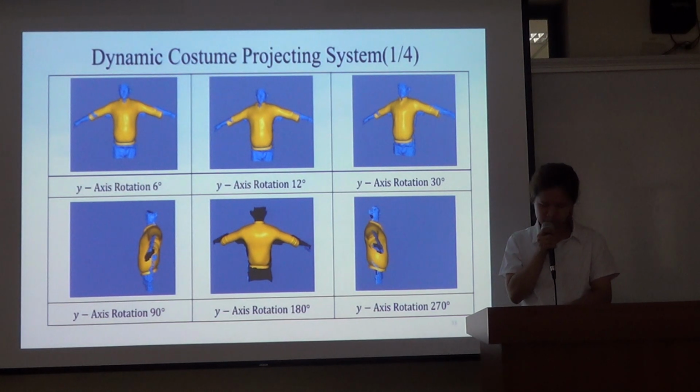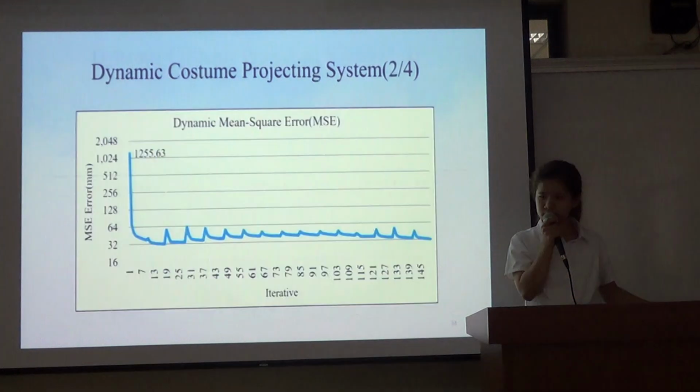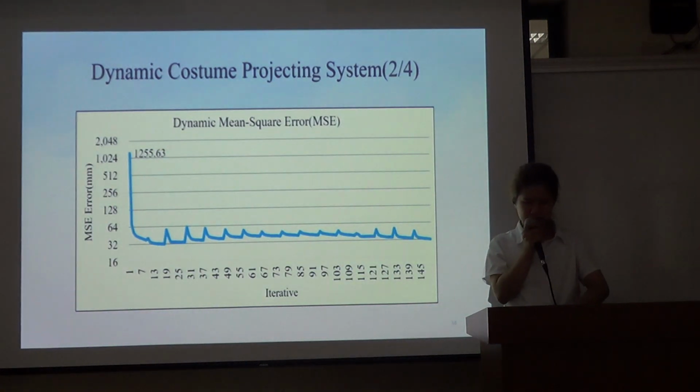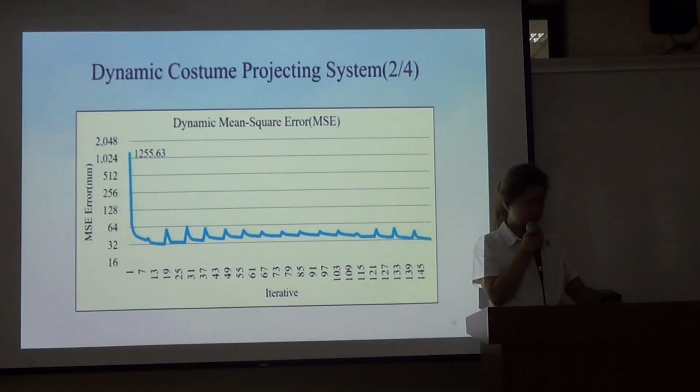In a dynamic clothing projection system, the matching effect of the human model rotating around the y-axis. In the dynamic model, MSE will also tend to be flat.